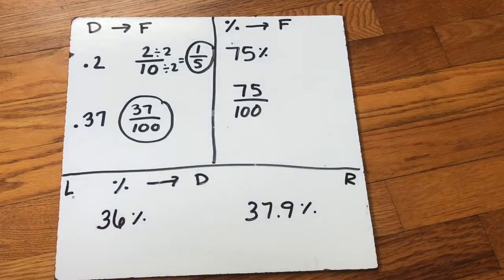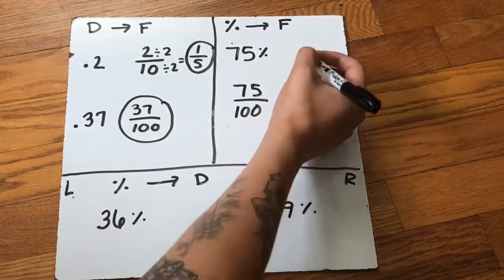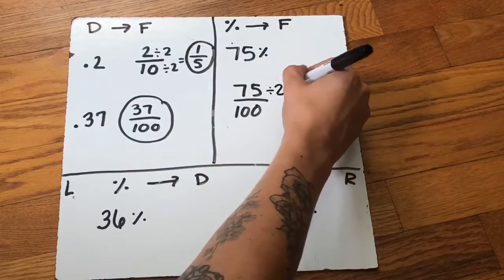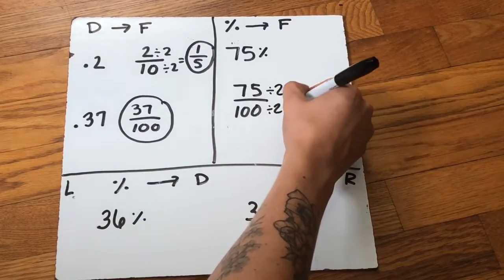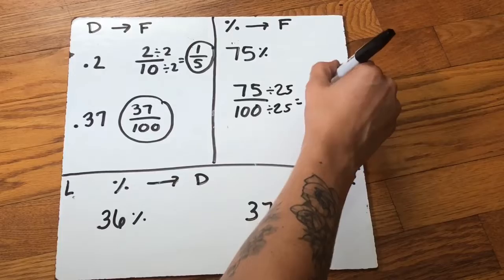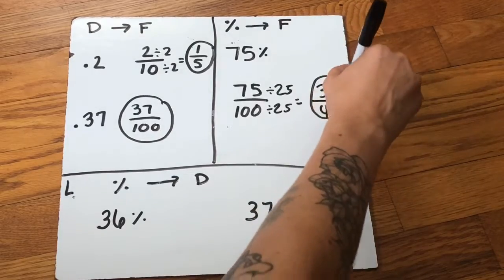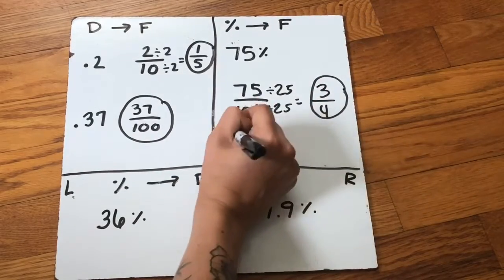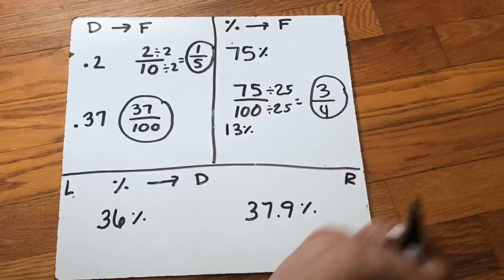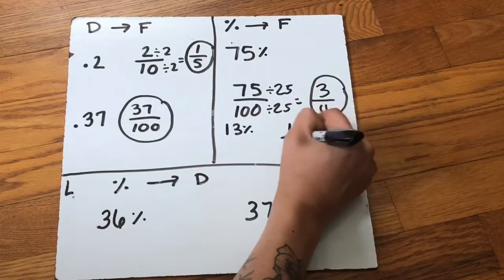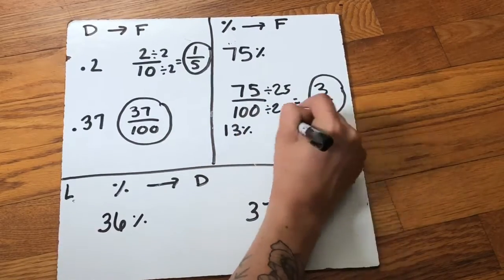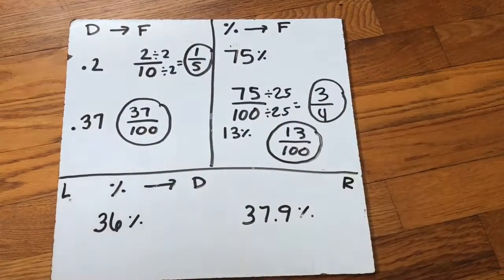Now I can see if I can simplify. I can simplify this one by dividing by 25. So I get 3/4 as my final answer. So if I had another percentage, let's say I had 13%, I'm going to put that over 100, 13 over 100. I can't simplify that, so that's my final answer.